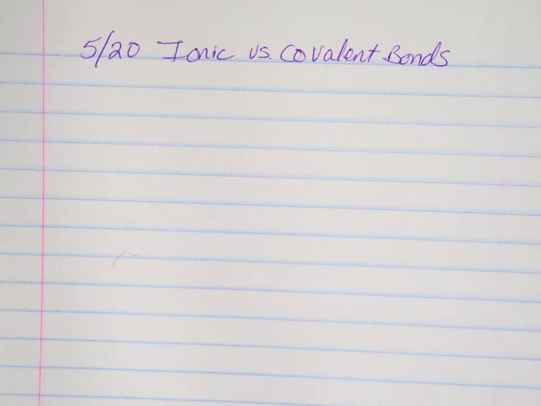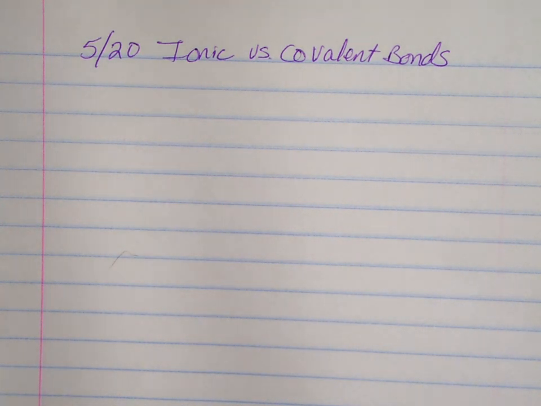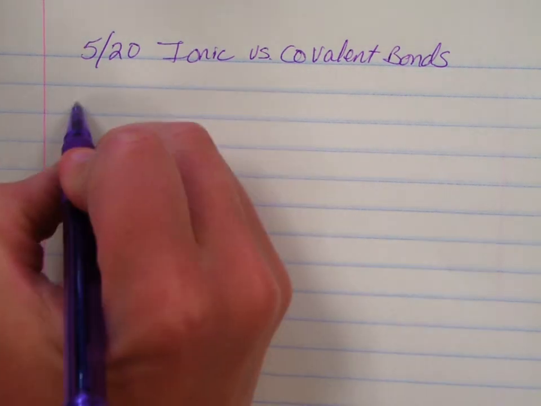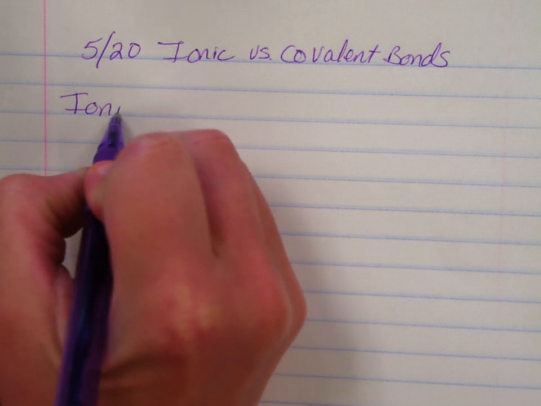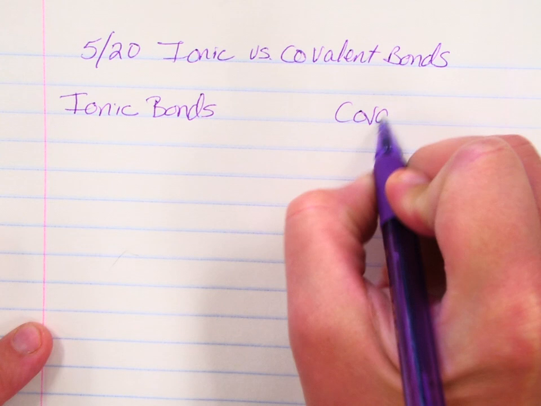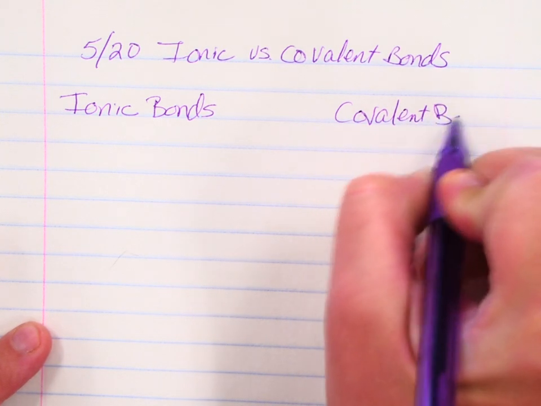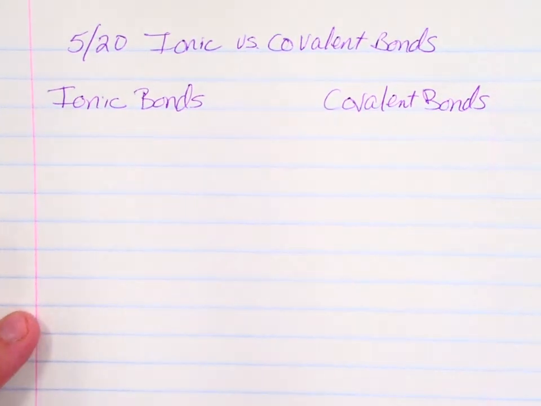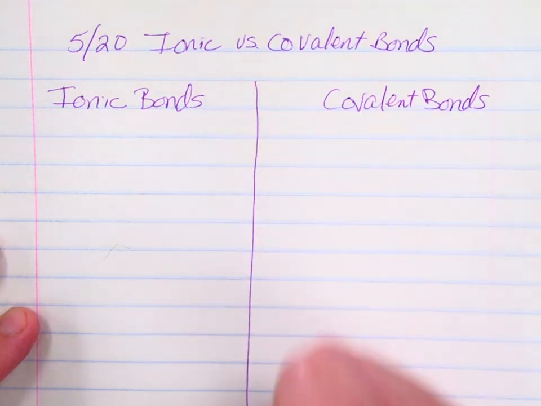Okay, ladies and gentlemen, this video homework is comparing and contrasting ionic and covalent bonds. We've spent most of our time so far on ionic bonds. Covalent bonds is another beast. So we're going to do two columns. We're going to do a column for ionic bonds, and we're going to do a column for covalent bonds. So, line down the middle.